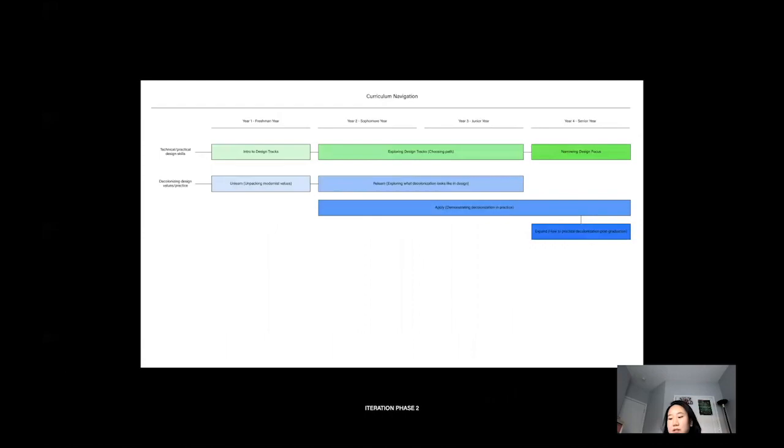In my second phase, I was trying to really make sure that this curriculum is providing both the technical skills that will get students jobs, but also the awareness about decolonization, making sure that this balanced navigation is implemented in all of the courses throughout the 4 years. So this phase was really structuring out the curriculum and really framing the overall curriculum.